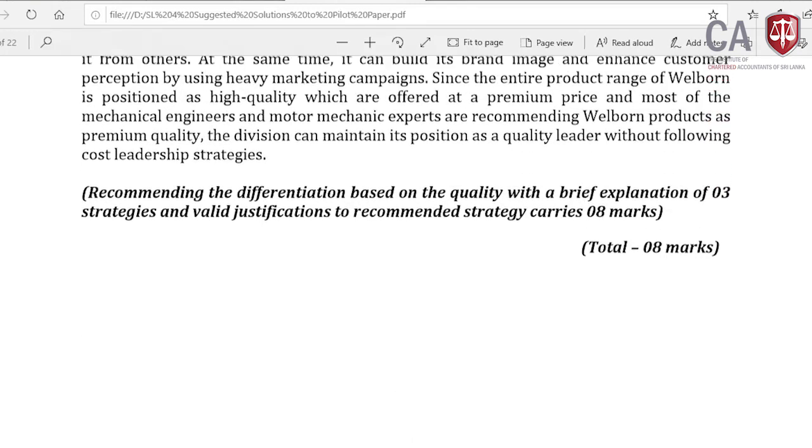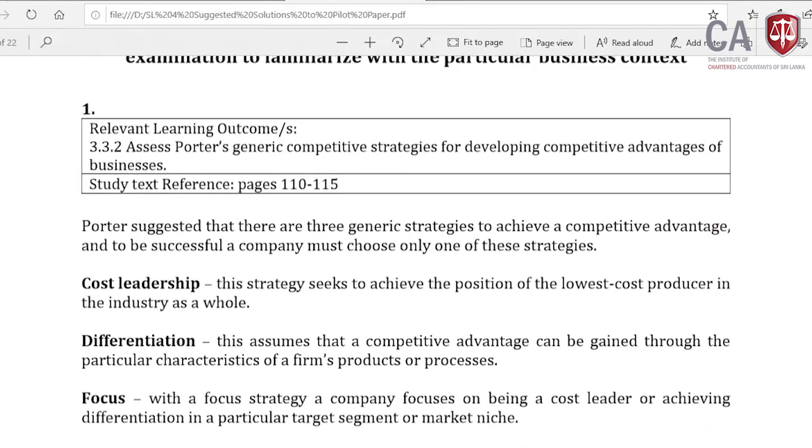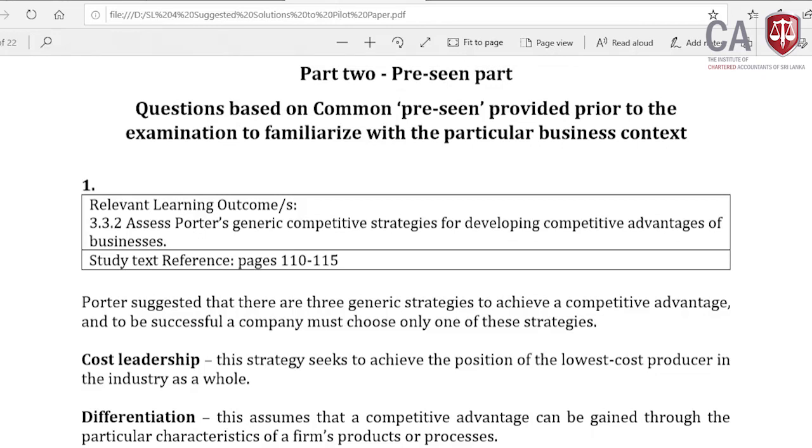Now, look at how the examiner has developed his answer. First of all, the examiner talks about the theory part. Porter suggested that there are three generic strategies to achieve a competitive advantage, and to be successful, a company must choose only one of these strategies.